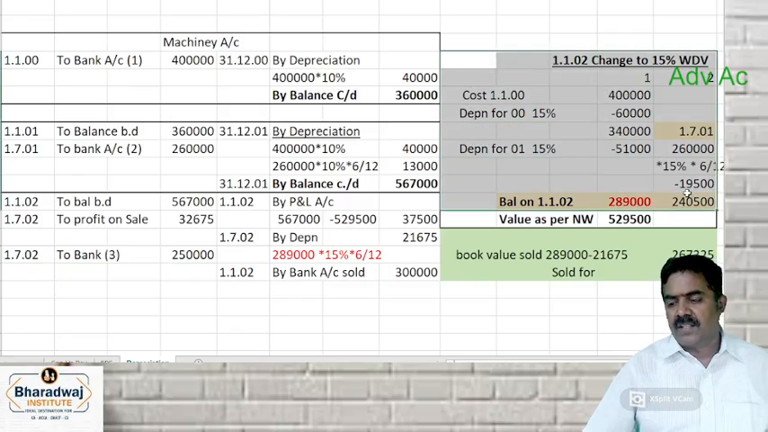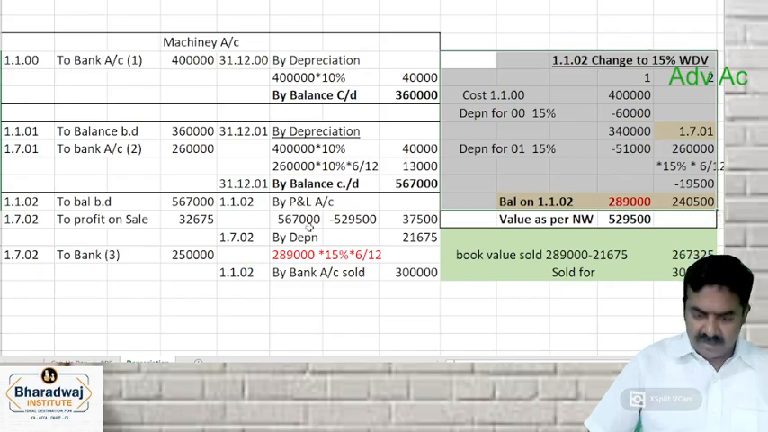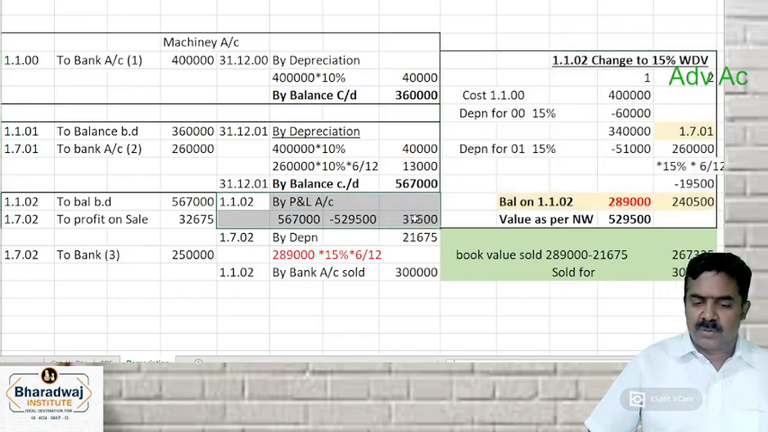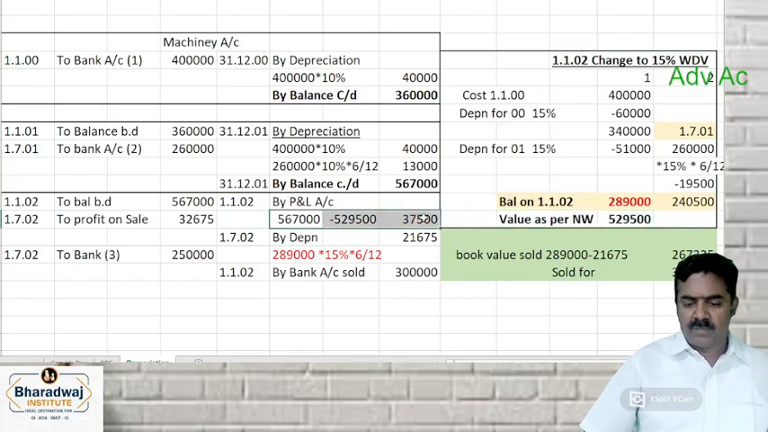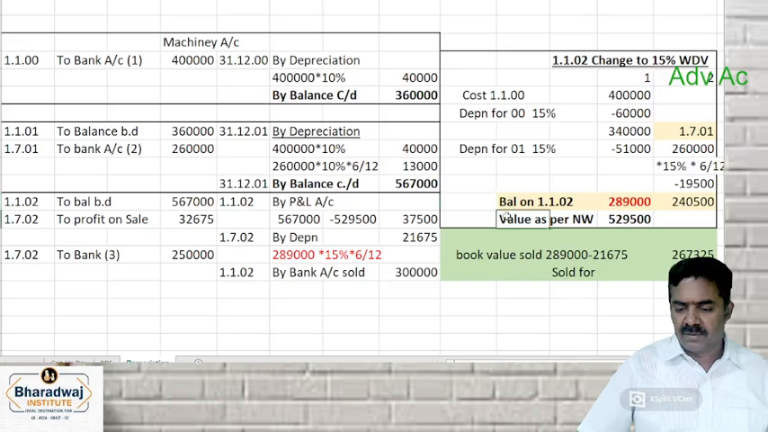Why are we applying the change of the method before selling the asset? It was changed on 1/1/2002 itself. So we transfer the balance to P&L account. Old method value minus new method value we transfer to P&L account.